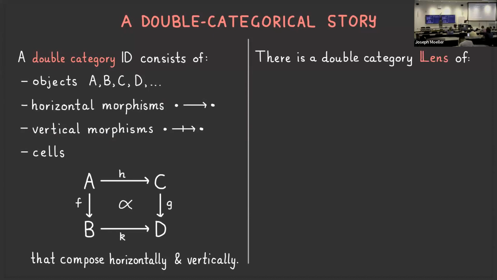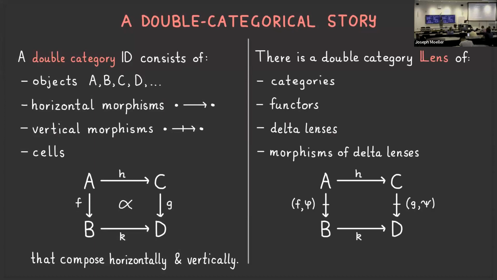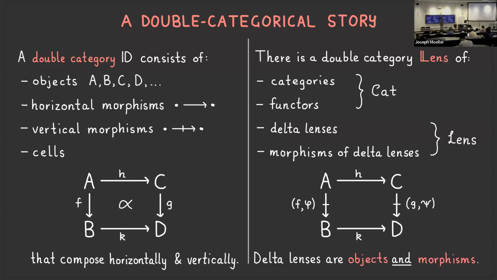And so we have a double category of lenses where the objects are categories, the horizontal morphisms in this case are the functors, the vertical morphisms are the delta lenses, and the cells of the double category are these morphisms of delta lenses that we considered before. And so we have this category Cat of our objects and our horizontal morphisms, and this category Lens of the delta lenses and the cells.